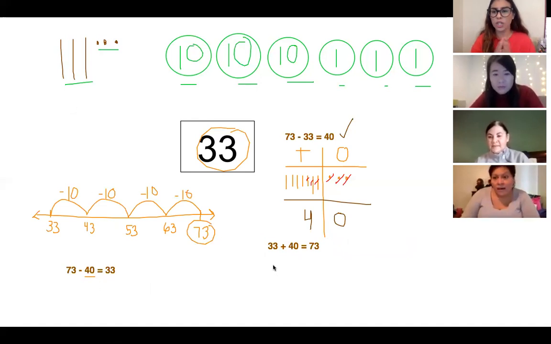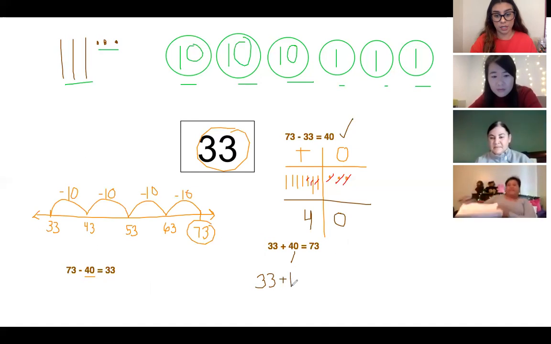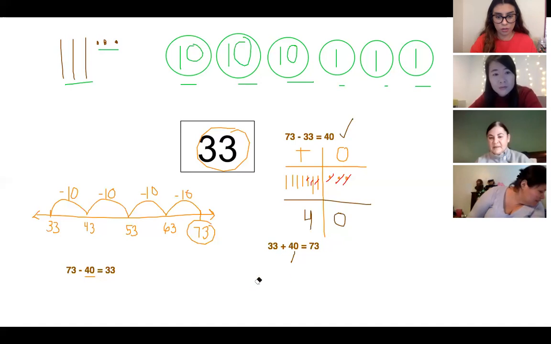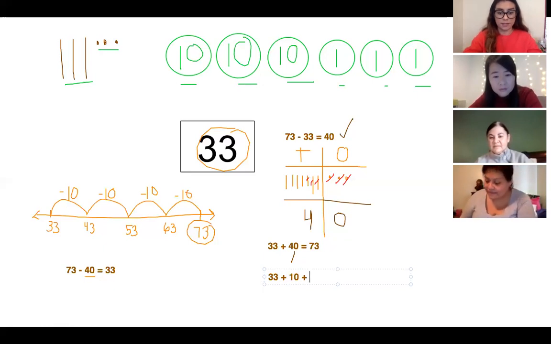So how should I represent that, in a number line or just counting? I would break down the 40 into tens. So 33 plus 4 more tens. 33 plus 4 more tens. Okay, so 10. Oh, I see. Actually, it'd probably be better if I just write this whole thing. So 33 plus 10 plus, so 10, 20, 30, and 40.